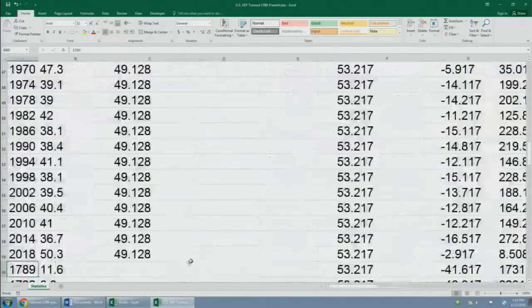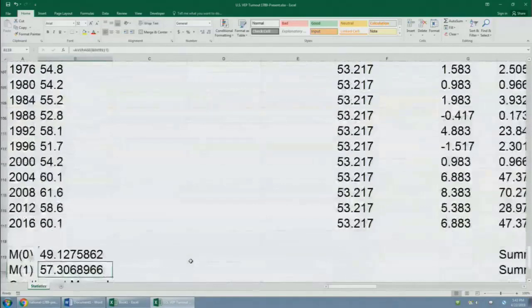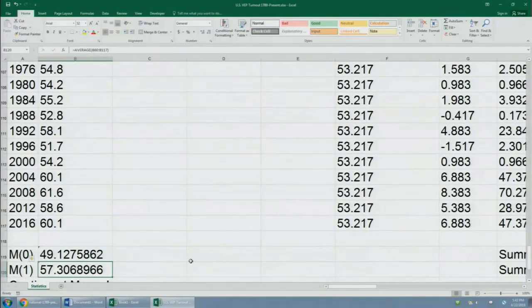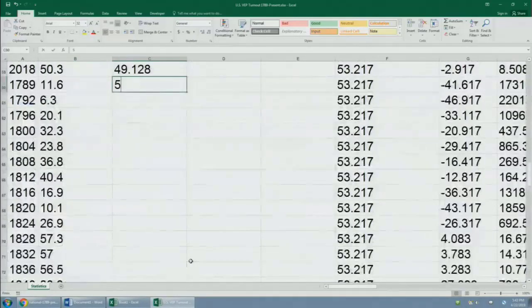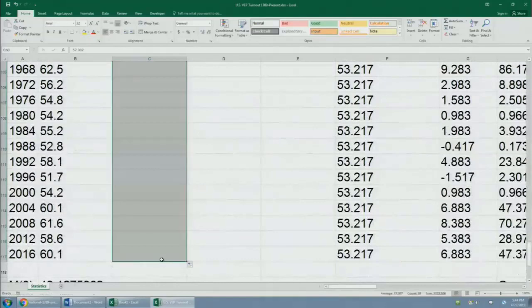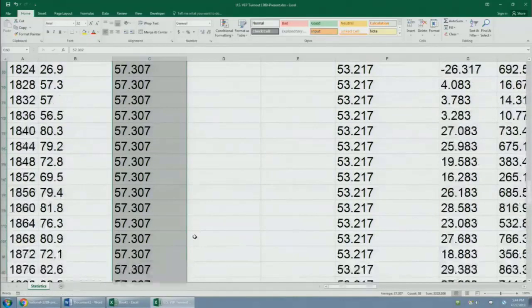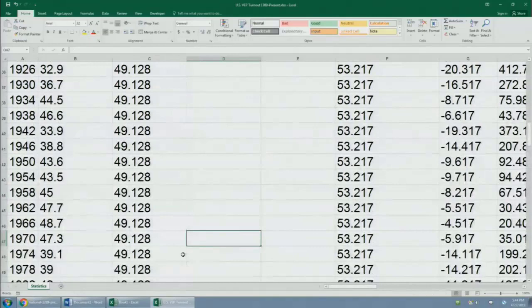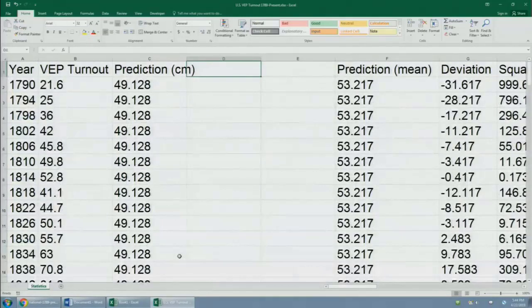And then when pres equals 1, which is everything else, we're going to predict that it's 57.307. Wow, that is a big difference. It's a difference of like 8.2-ish percentage points just from one variable. Okay, let's see if that's our prediction for every time it's a presidential election year. And that's our prediction now. 57.307.